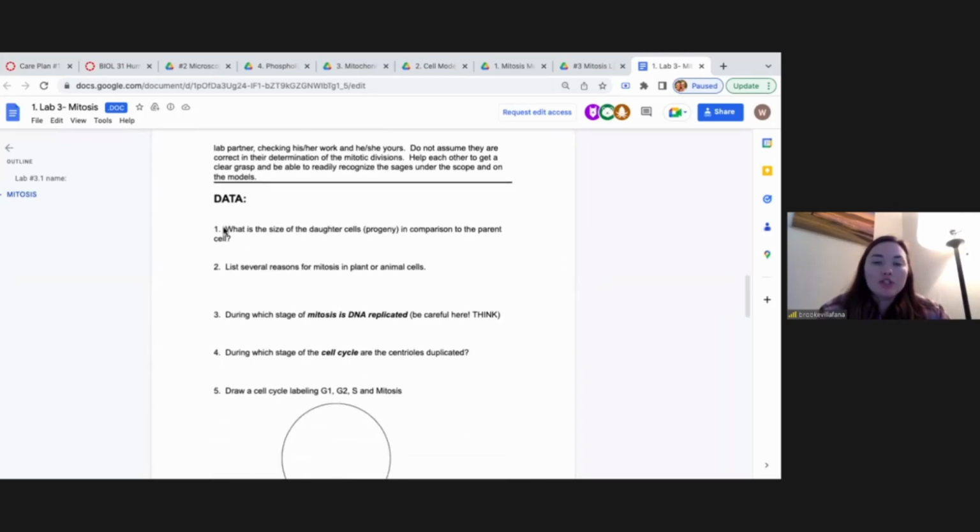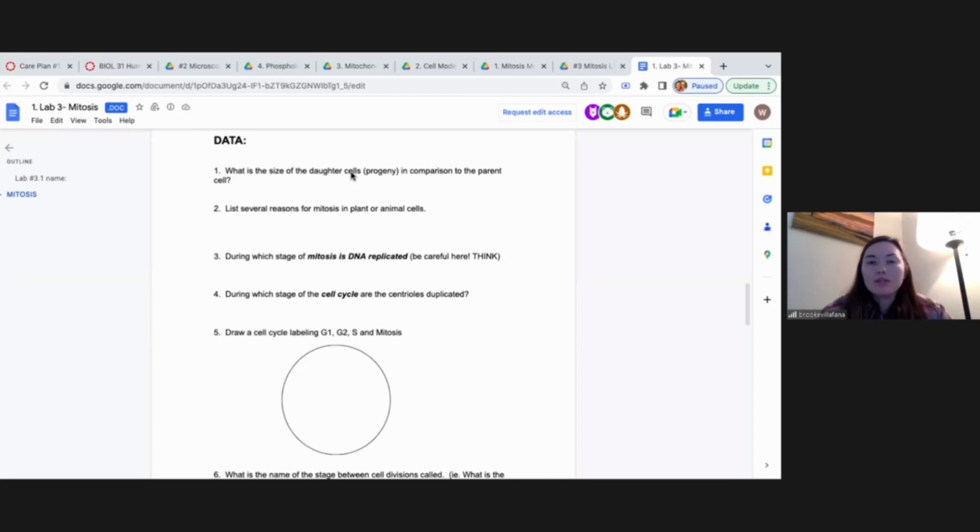So question number 1 asks, what is the size of the daughter cells in relation to the parent cell? This is kind of a tricky question, and I don't think it will really appear on your test. Identical? They're identical in genetic makeup, right?